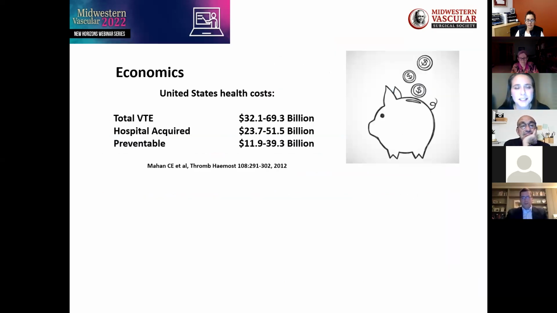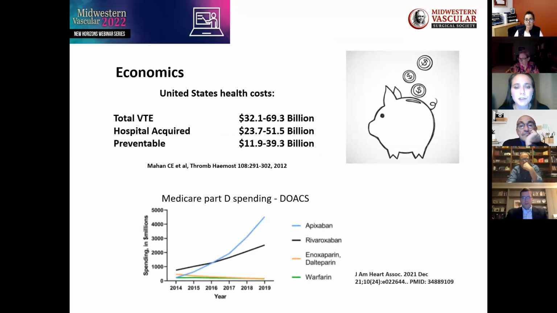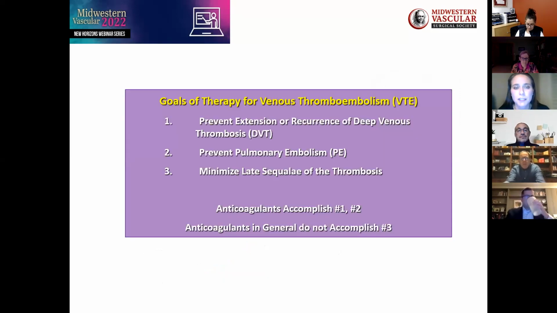Besides being a mortal disease, it's a pretty expensive disease. You can see in 2012, about $70 billion were spent caring for patients with acute VTE. And this number only continues to rise with the widespread adoption of DOACs. You can see that Medicare Part D spending, apixaban alone accounted for about $5 billion of prescription costs in the US. And that was in 2019.